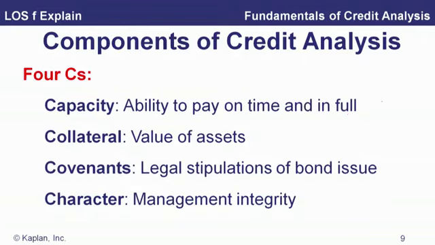So the components of credit analysis, I've seen 3 C's, 4 C's, 5 C's, 7 C's. These 4 are good ones to give us a framework to look at credit analysis. The first one is capacity. Does the firm have the ability to pay on time and in full? And this will have to do with its solvency, its leverage, how much financial leverage it has, what the obligations are for the payments on their fixed income debt, all these sorts of things.